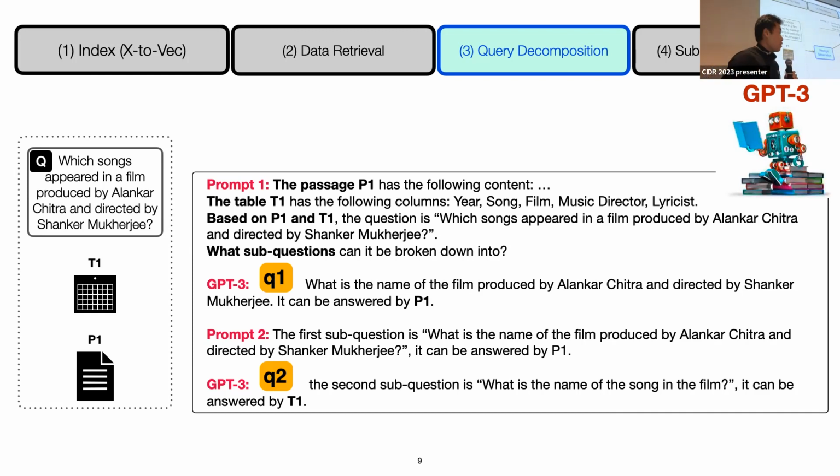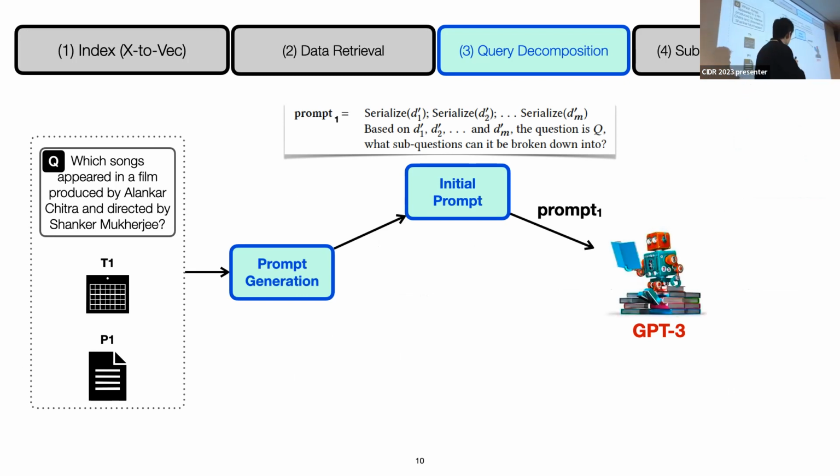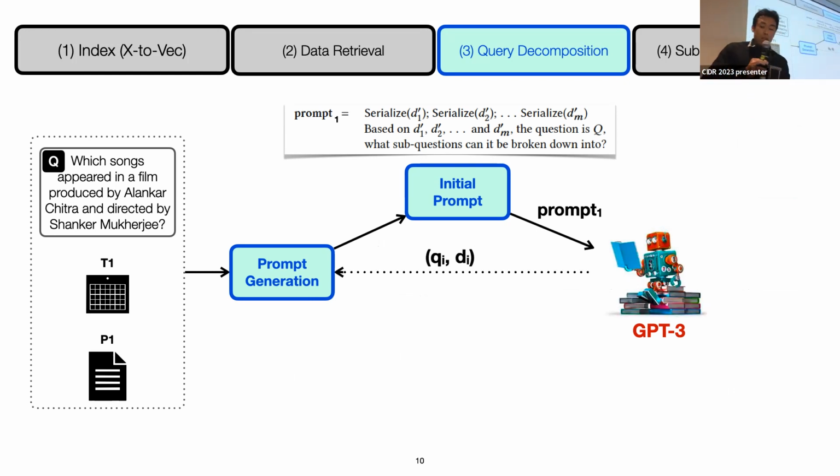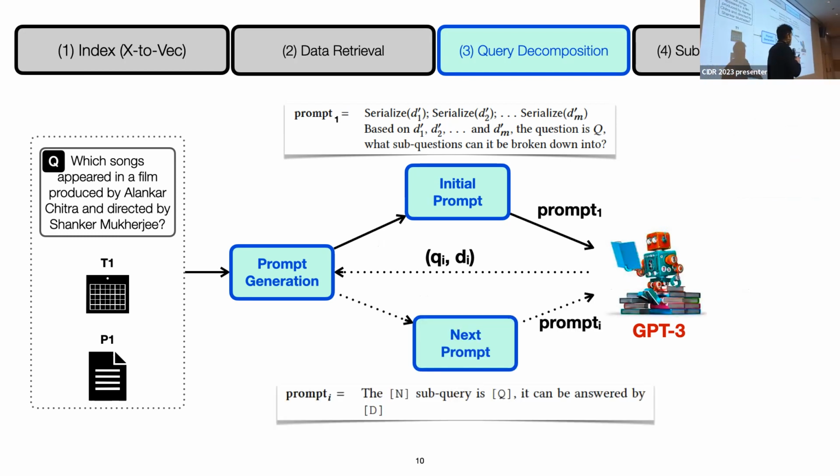This is the workflow of how it works. We have a template to generate the initial prompt by giving all the information to GPT-3 to generate the first sub-question. Then we have a loop for the next prompt, basically based on the previous prompt, generating the next prompt by interacting with GPT-3 until it says stop.